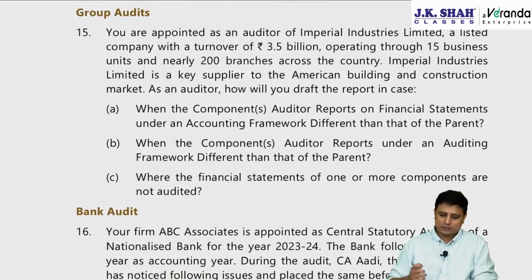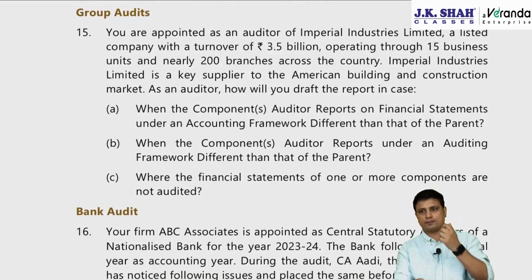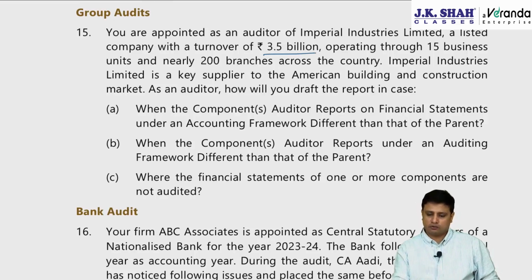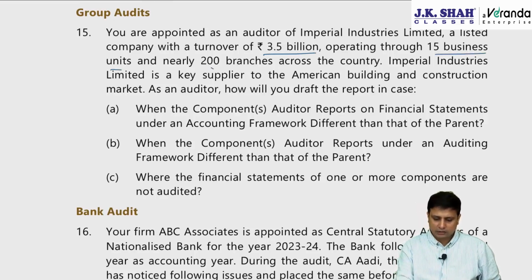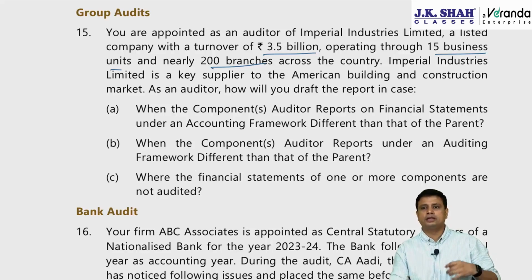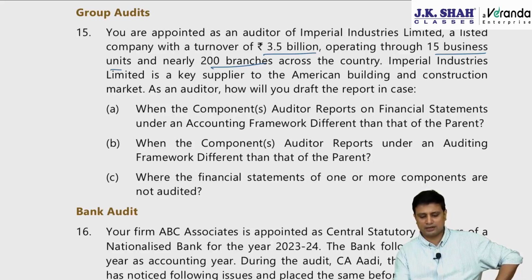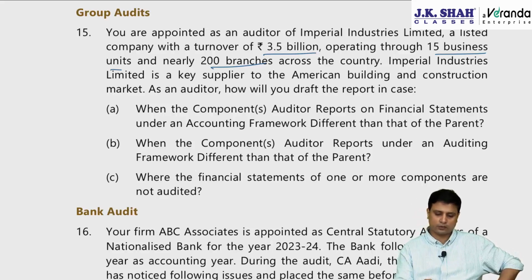You are appointed as auditor of Imperial Industries Limited, a company with a turnover of 3.5 billion, operating through 15 business units and nearly 200 branches across the country. Imperial Industries Limited is a key supplier to the American building and construction market. As an auditor, how will you draft the report in the following cases?